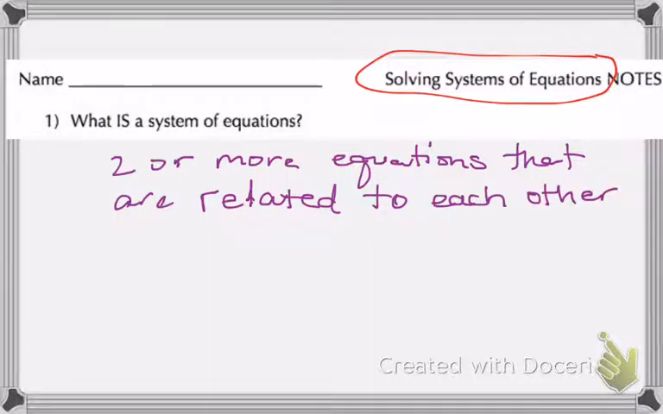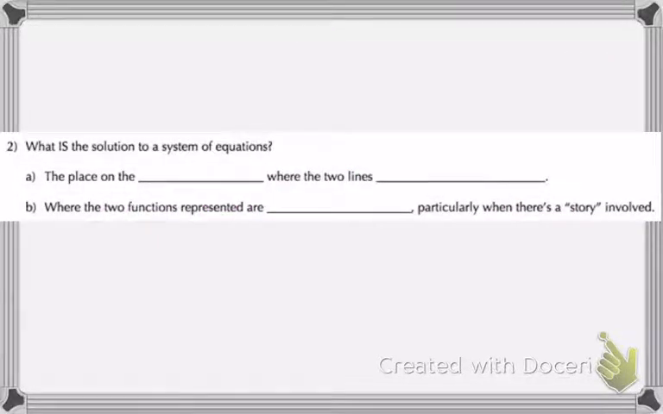And we're going to find the place where they cross, which is what we do when we find a solution to a system of equations. So what is the solution to a system of equations? It's the place on the graph where two lines intersect.